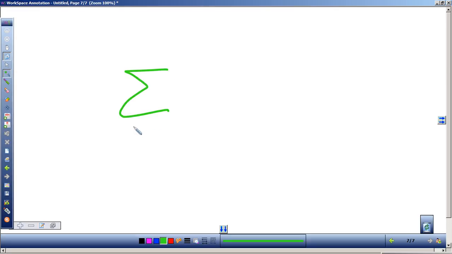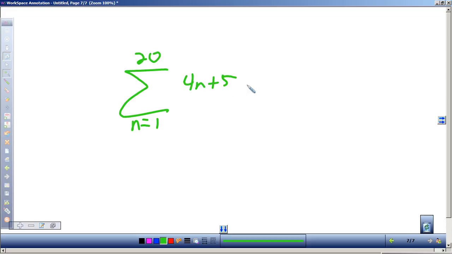So I'm going to do another example here. Let's see. n equals 1 to 20 of 4n plus 5. Would you want to do this one by hand? No. Yeah, your calculator can do it for you.